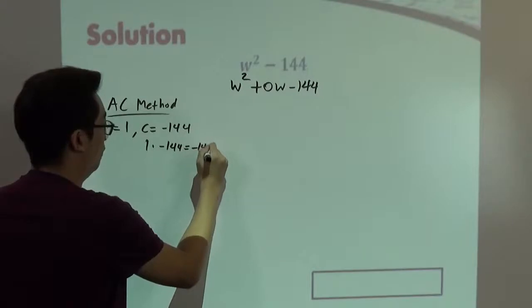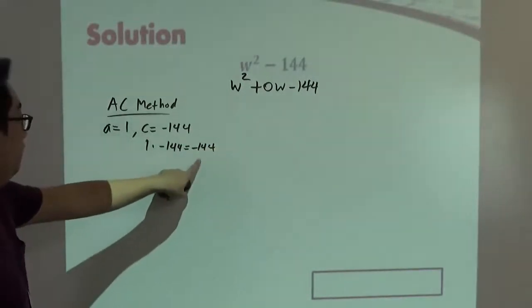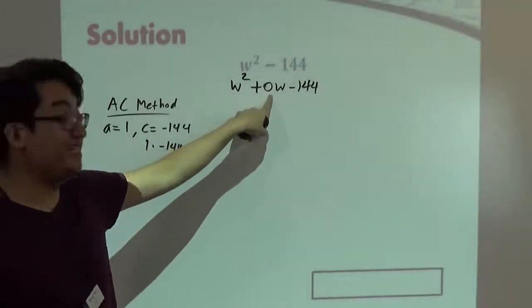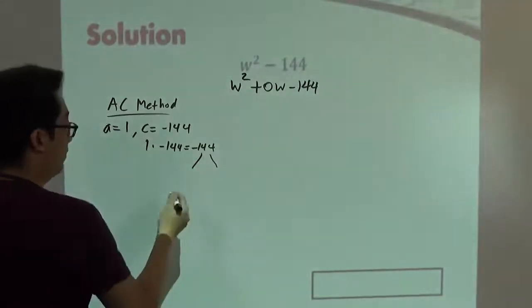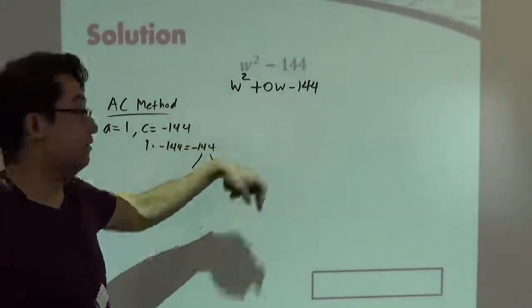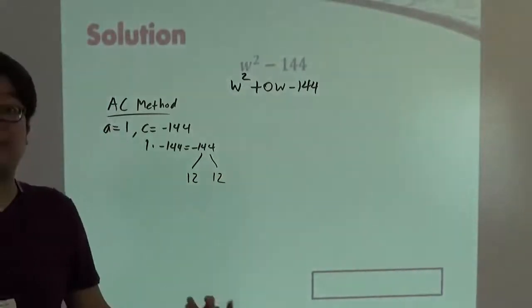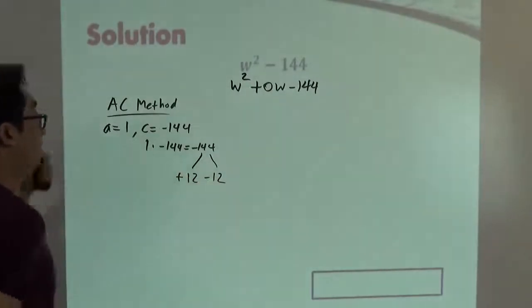Gives me negative 144. So, I need to find factors of negative 144 that add up this time to get me that middle, which is 0. The only way for that to happen is, in order for them to add up to be 0, they have to be the same number. In this case, it's 12 and 12. And they need to be opposite signs of each other. So, one positive and one negative.